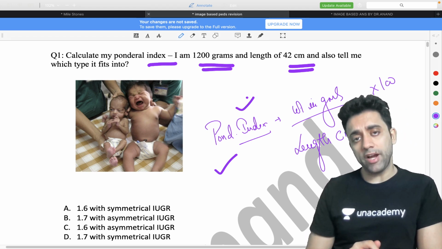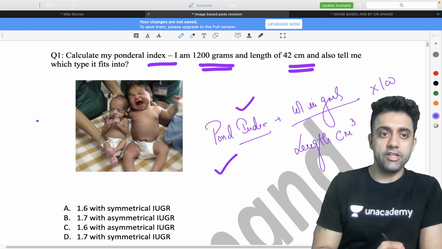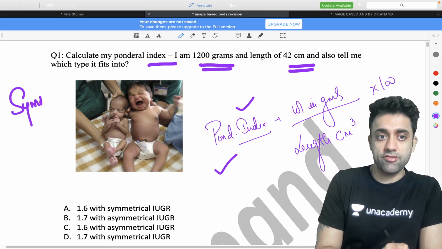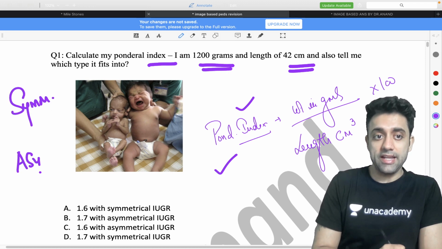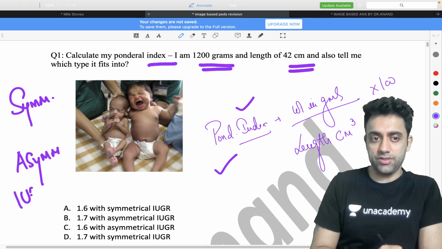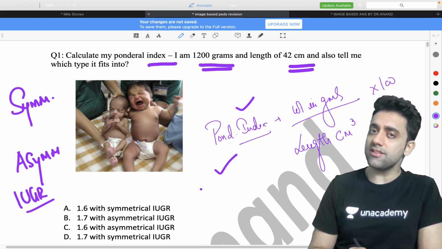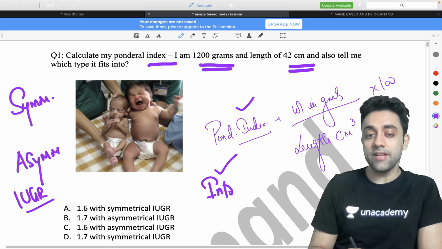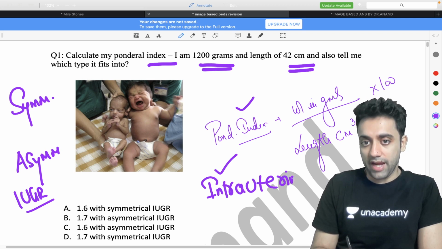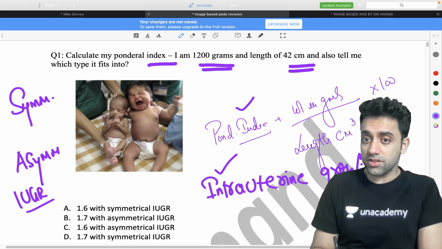Sir, why do we calculate ponderal index? To differentiate between symmetrical IUGR and asymmetrical IUGR. Sir, what is IUGR? Any random guesses? What is IUGR? IUGR is intrauterine growth restriction. Yes or no?